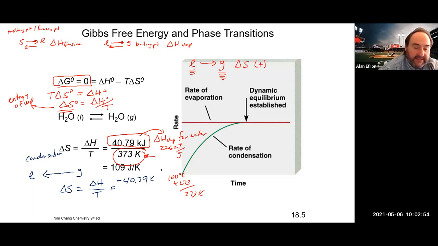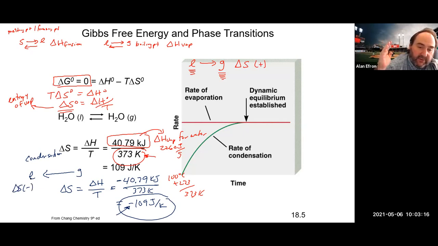Because it is releasing energy as we go from gas back to liquid, and our T would still be 373 Kelvin, we would end up with minus 109 joules per Kelvin. And the important part here is the negative part. We would expect the delta S to become more negative as we are going in the opposite direction, the condensation realm, going from more disorder to less disorder or more order, and we would get the negative.